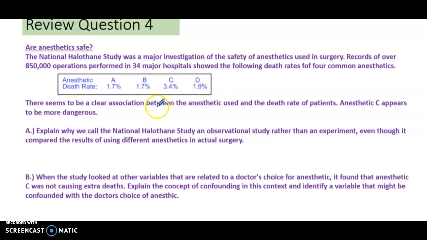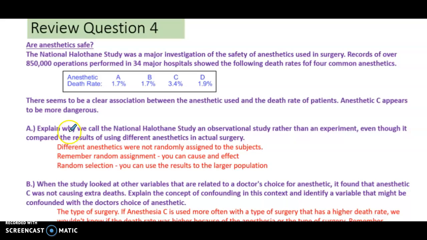There seems to be a clear association between the anesthetic used and the death rate. So if we take a look right here, C looks like a much higher death rate, and A and B are much lower death rates because they're only 1.7 versus 3.4. All right, let's take a look at these 2 questions. Explain why we call the National Halothane Study an observational study rather than an experiment, even though it compared the results of using different anesthetics in actual surgery.